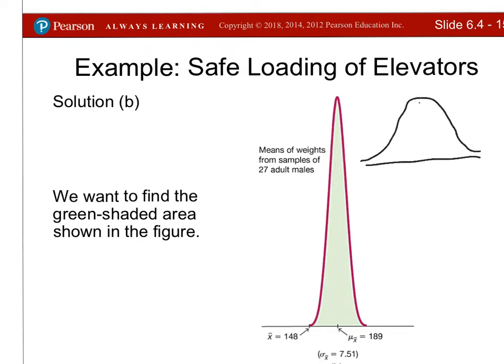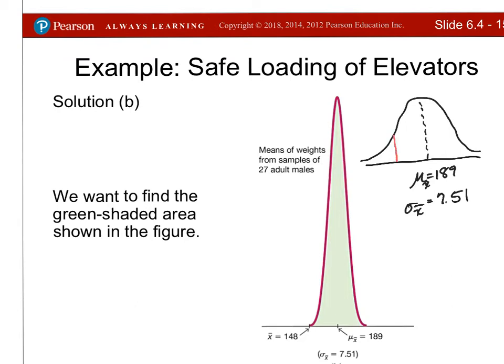We know the mean is 189. Oops, that's the mean of the means. And we know the standard error is 7.51, right? And we want to know what's the probability that if I take a sample of size 27, their average is greater than 148.